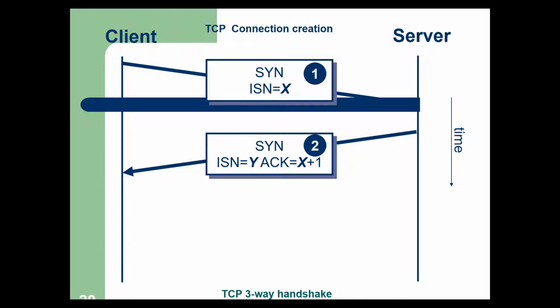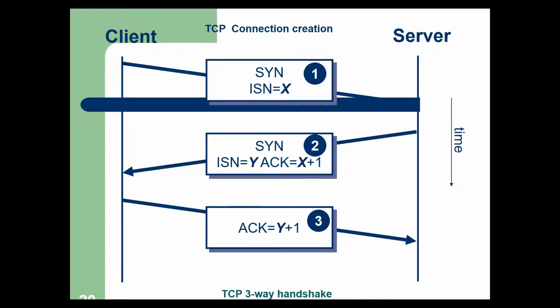So when the client receives that, X plus 1 as the acknowledgement number, it means X has already been received. This is the indication given to the client. This is what acknowledgement is. Then it will send the acknowledgement back to the server with Y plus 1. Y plus 1 indicates that the next byte it is expecting from the server is Y plus 1, because it has already received the previous byte. This is a general overview of the three-way handshake.